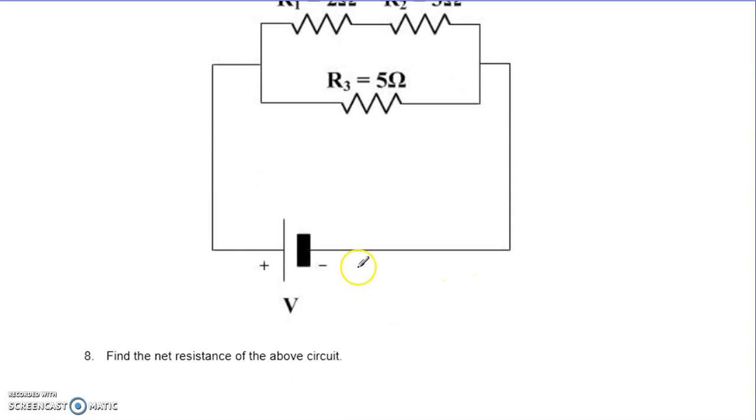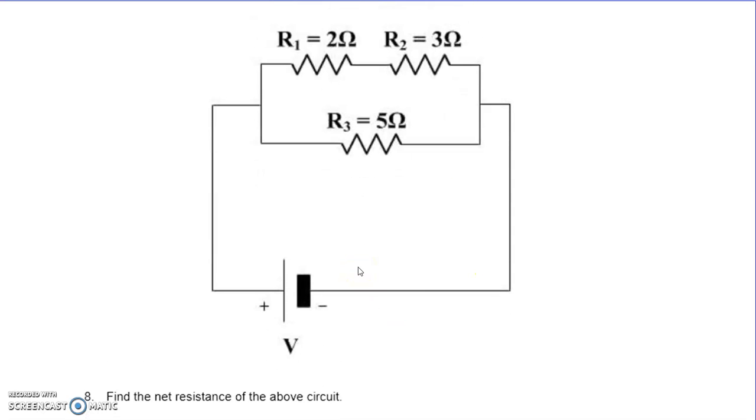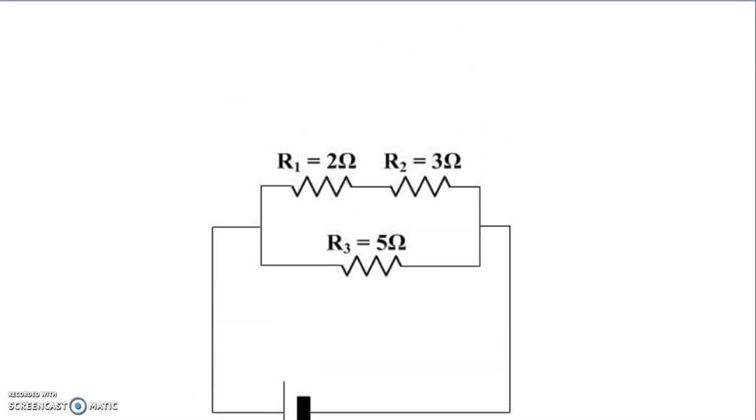We're working on problem number 8 from our homework packet, and what we need to do is find the net resistance on the circuit above. What's different about this problem is we have things that are connected both in series and parallel. So the first thing to account for is you need to understand what is actually in series with one another and what is actually parallel to one another.